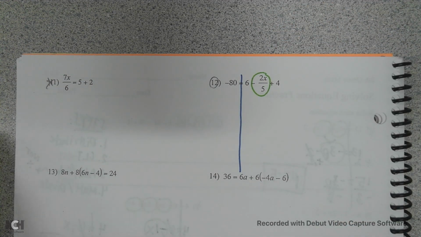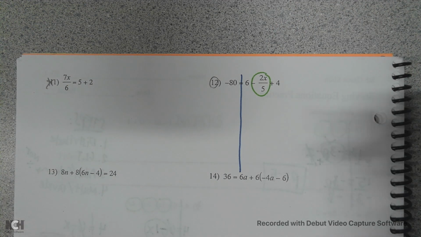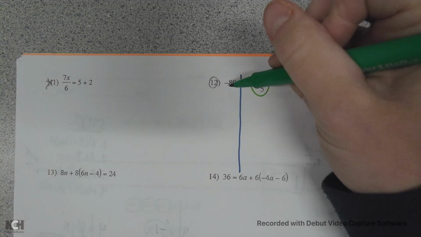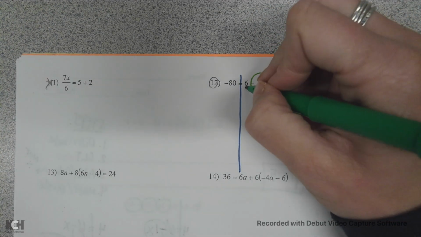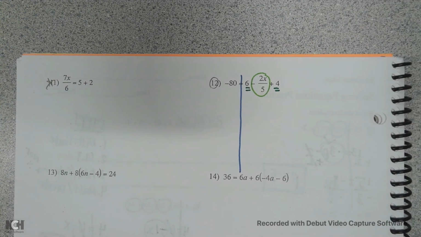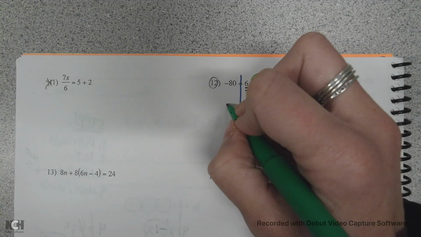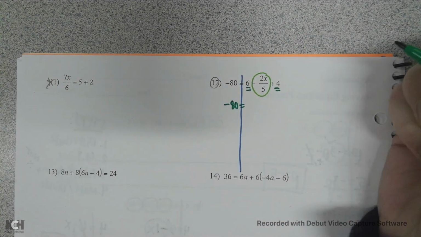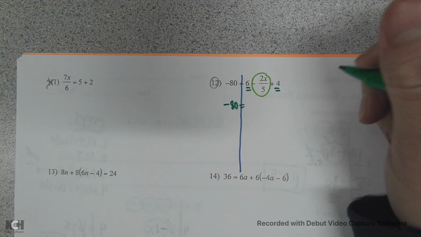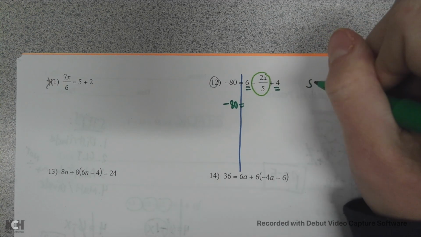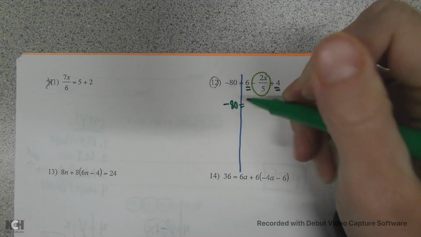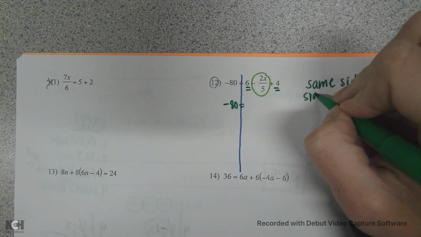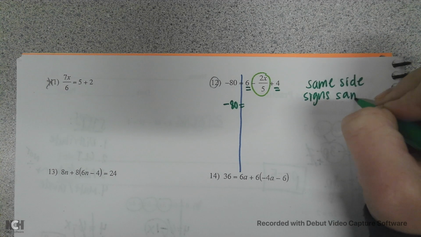Okay, remember, step 1, distribute. Oh, I can't distribute. Step 2, combine like terms. I don't have any like terms over here on the left side. Oh, but look, I have a like term. 6 and +4 are like terms because they both don't have letters. I keep my -80 on the left, and then since they're on the same side, we're going to add them. We're going to keep the signs the same. So same side of the Great Wall, your signs the same.